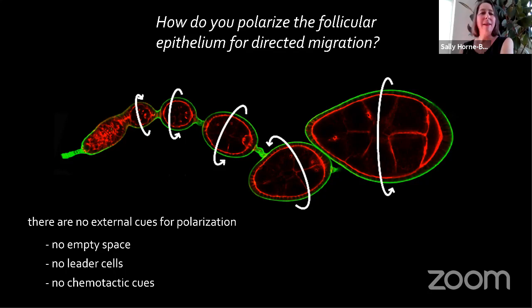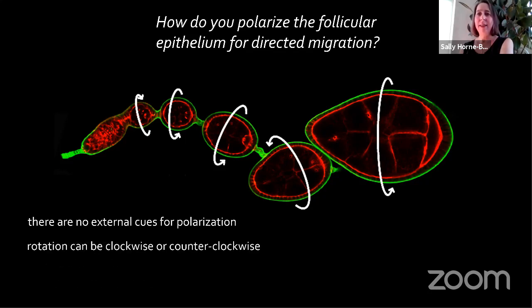More than that, the direction of migration is not fixed. Each egg chamber can migrate in either a clockwise or a counterclockwise direction. Now, once a direction is chosen, that epithelium is going to continue to migrate in that direction for 2 full days in vivo. But the decision of which way the epithelium is going to go is made on a stochastic basis from one egg chamber to the next. So what we think we're really dealing with here is a self-organizing system where to initiate migration, all the cells in the tissue have to make a collective decision about which way to go.